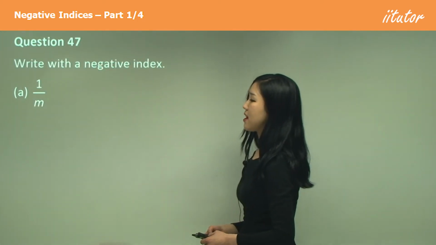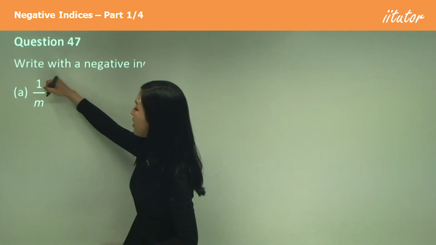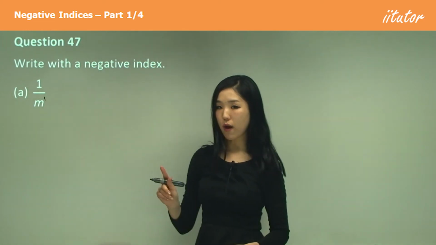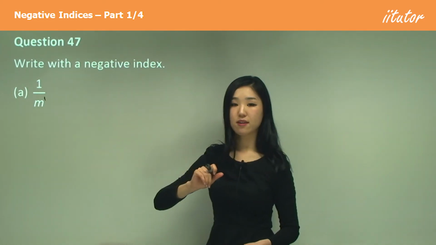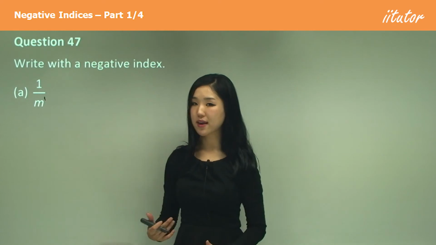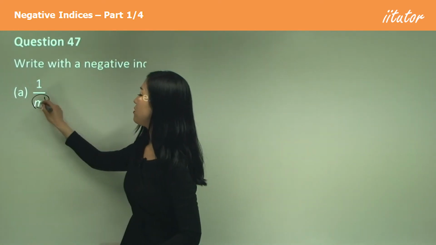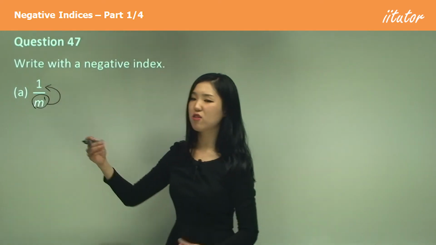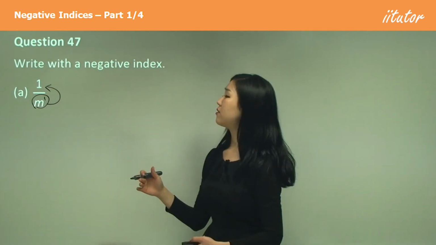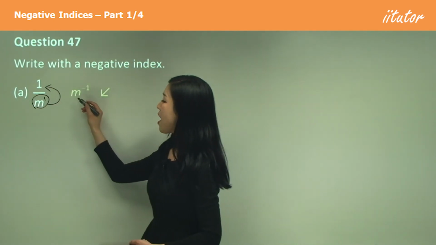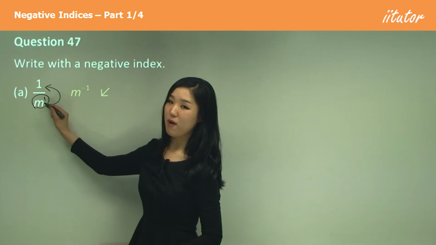Write with a negative index. Now see how this one is currently m to the power of positive 1, but I want a negative index. Because it's positive, if I want to make it a negative, I'll have to move it up because it's on the denominator. So I'll have to move it up. So if I move it up, it's going to be m to the power of negative 1.